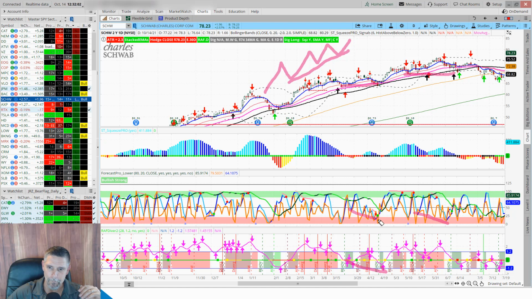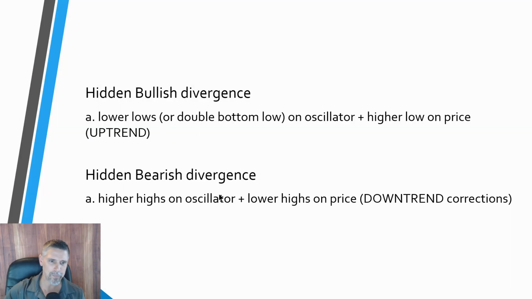So look at this one. Boom. That is a clear hidden divergence, right? So if you take the lows are clearly going down, and the lows on the price is clearly going up. So that's a bullish, okay? Just remember the concept. And again, that might be new for some of you guys, but it's a pretty powerful signal.